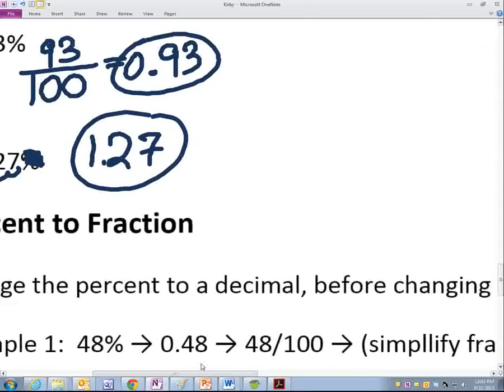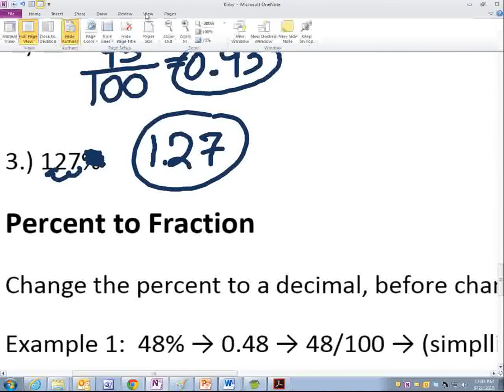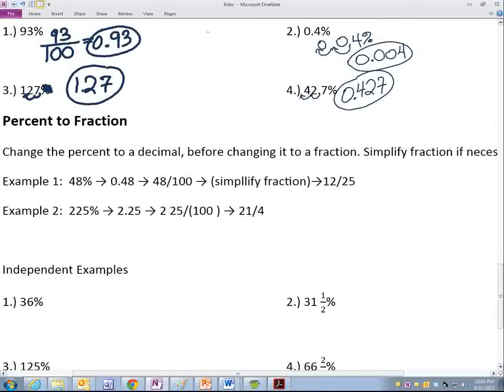Is that all of them? Yeah. Finally, percent to fraction. Change the percent to a decimal before changing it into a fraction. Simplify the fraction if necessary. For example, we have 48%. We do what we just did before to make it 0.48. Then we have 48 hundredths, because that's how you say 0.48 out loud. You say 48 hundredths.